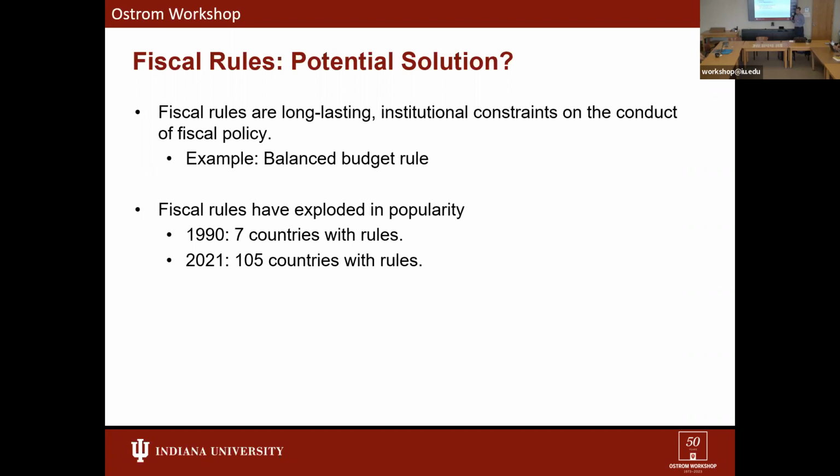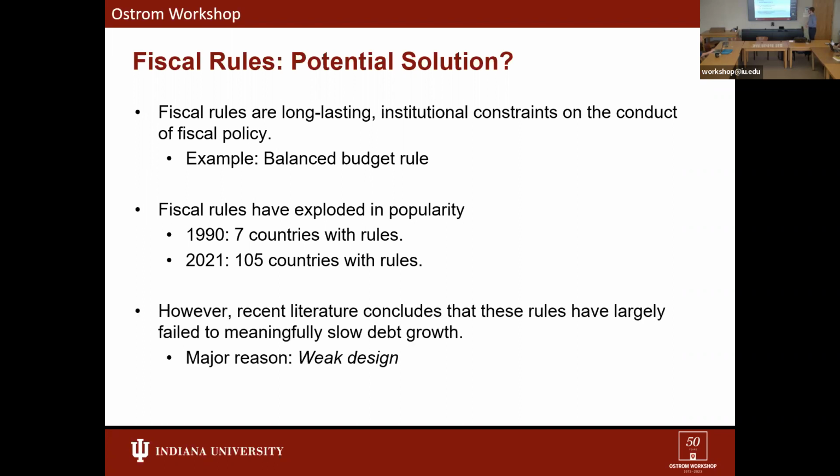And a lot of international organizations like the IMF and the World Bank have really touted the potential of fiscal rules as a solution to the debt problem. The idea being that, if you're running perpetual deficits, then implementing a rule that says you can't do that anymore would seem to be effective. However, recent literature has concluded that these rules have largely failed to meaningfully slow debt growth.